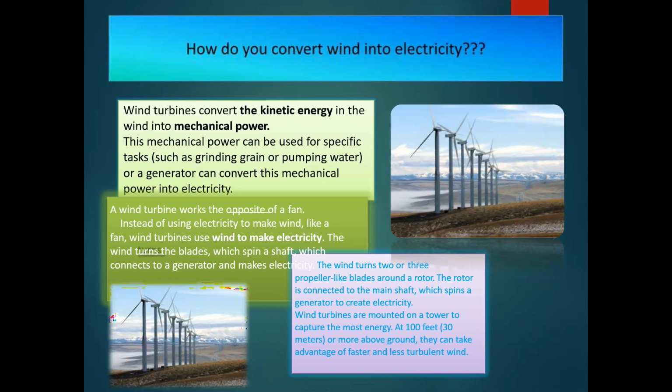The wind will turn the blades, which will spin a shaft, basically a low speed shaft. And then this shaft is connected to a gear ratio that will spin a higher speed shaft that is connected to the generator, which then produces electricity. The wind turns two or three propeller-like blades around a rotor. The rotor is connected to the main shaft, which spins a generator to create electricity, as I just mentioned earlier. Wind turbines are mounted on a tower of at least 30 meters high, so there's more advantage of higher wind speed and less turbulence in the wind.